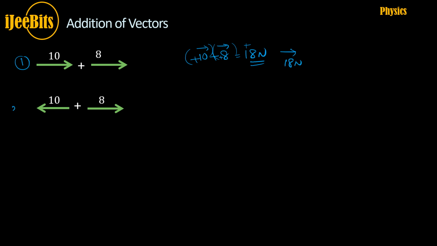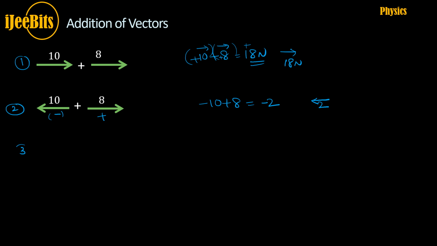Let's look at the second example. This vector has a magnitude of 10 but is towards the left direction, so it's a minus value. This one is towards the right, positive side, with a magnitude of 8, so the total would be minus 10 plus 8 equals minus 2. So the net would be a magnitude of 2 towards the left side.